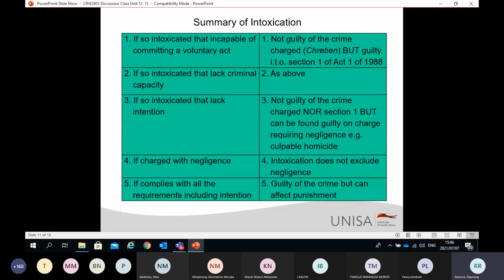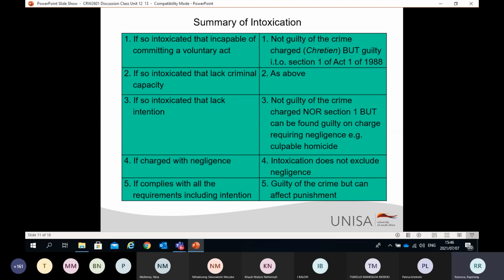Now, if charged with a crime requiring negligence, intoxication is not a defense. It does not exclude negligence, because remember, we always compare the act of X according to the conduct of the reasonable person, and the reasonable person, according to the law, would not recklessly cause themselves to be in a state of intoxication and commit crimes under that state.